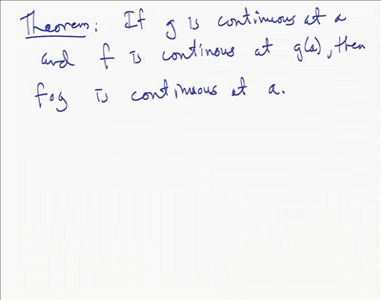Let's just look at Theorem 9. It says that we have a function g which is continuous at a and f which is continuous at g of a, then f composed with g is continuous at a. And the proof is going to be pretty straightforward. In fact, we can just outline it here real quick.